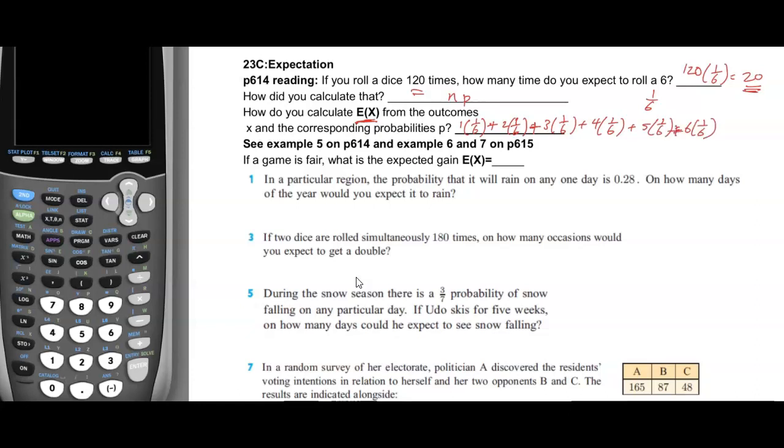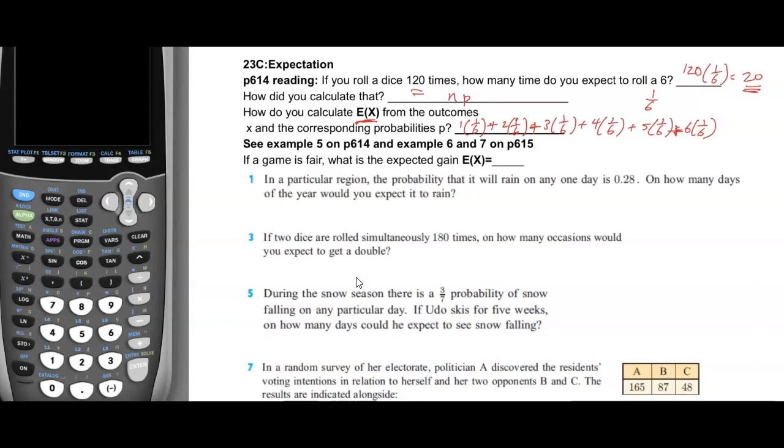Plus. Okay, so that's how I would find the average result if I rolled a dice a bunch of times. It makes sense, right, that it would be like 3.5, because if you would take all the numbers from 1 through 6 and add them all together and average them, you would get 3.5.